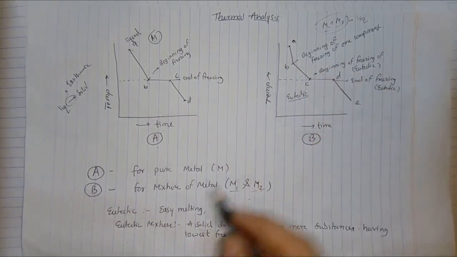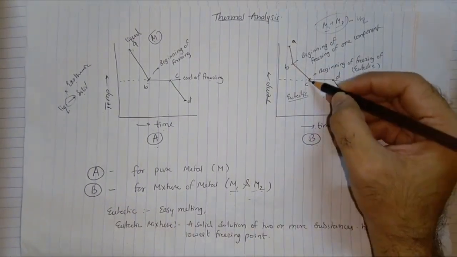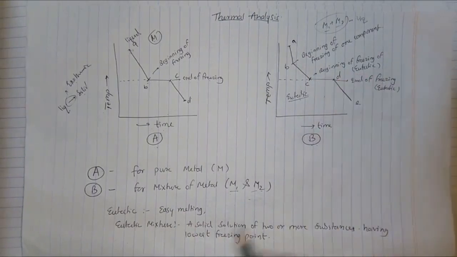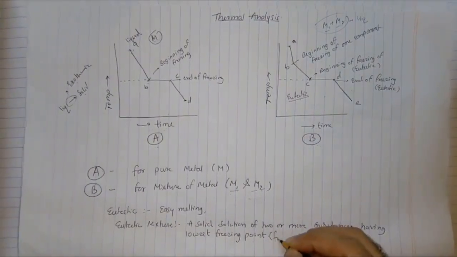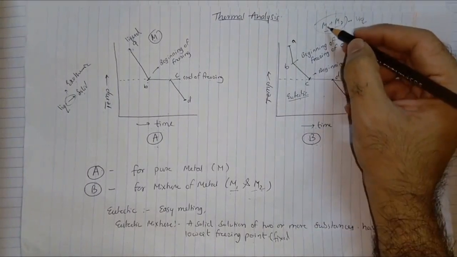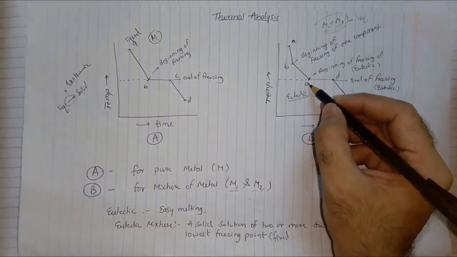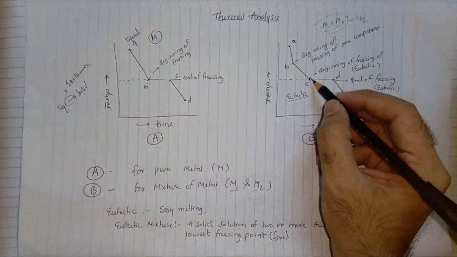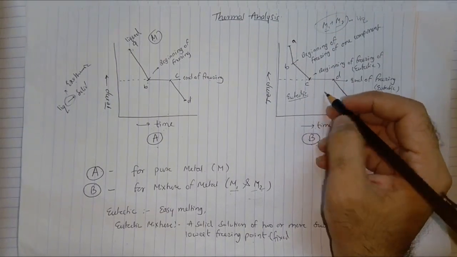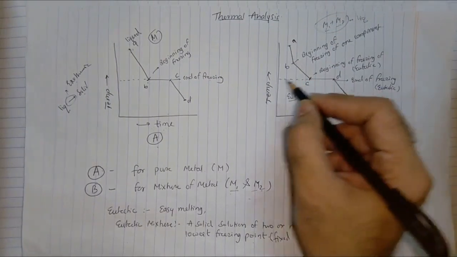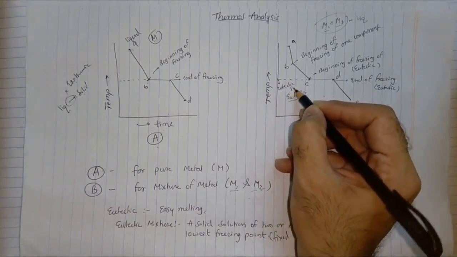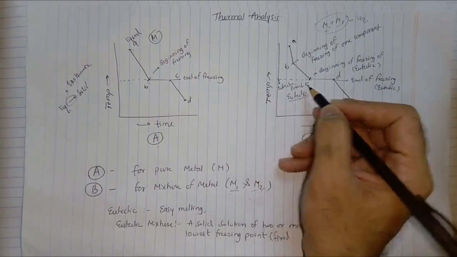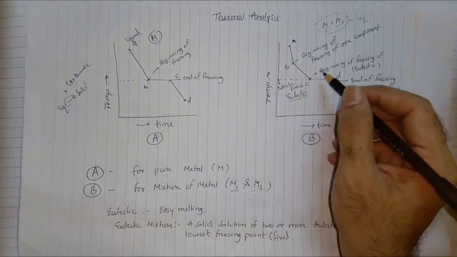Now what is eutectic? Eutectic means easy melting. This is your eutectic mixture. It is a solid solution of two or more substances having the lowest freezing point. So it is a fixed point, a fixed proportion of M1 and M2. At the fixed proportion of M1 and M2, the freezing takes place till point D. This point is called the eutectic point. This temperature is called the eutectic point. This is the lowest temperature of the mixture.